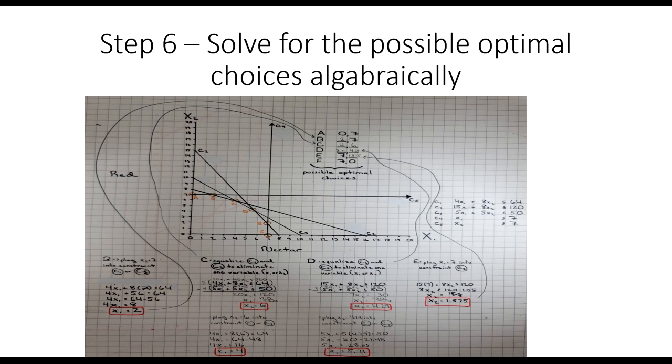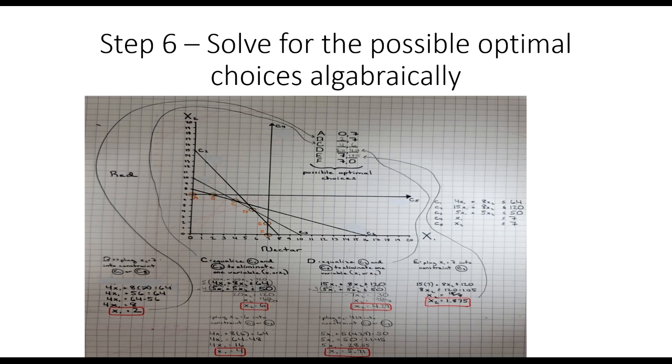Finally, our last unknown possible optimal choice is similar to point B. We see here that at point E, they are intersecting. So we know x1 must equal 7 because this is a vertical line at number 7. So it's 7 here. We plug x1 equals 7 into constraint C2. We do that here, and we solve, and we get x2 equals 1.875. So we solve, and these become our possible optimal choices.